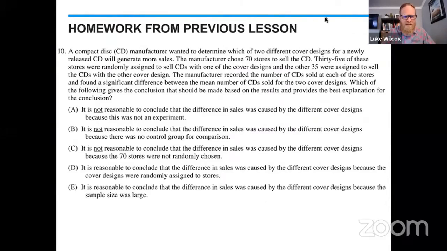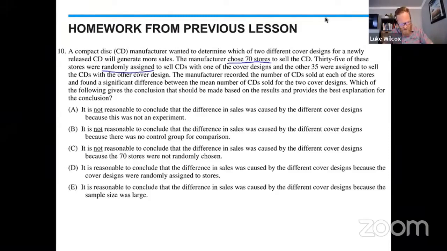A compact disc manufacturer wanted to determine which of two different cover designs for a newly released CD will generate more sales. The manufacturer chose 70 stores. I think that's important. What I noticed there is that they did not take a simple random sample of 70 stores. They just simply chose 70 stores to sell the CD. 35 of these stores were randomly assigned to sell CDs with one of the cover designs, and the other 35 were assigned to sell the CDs with the other cover design.